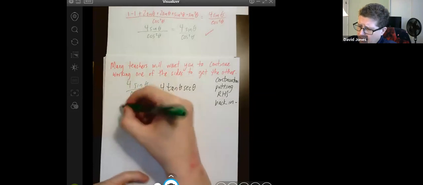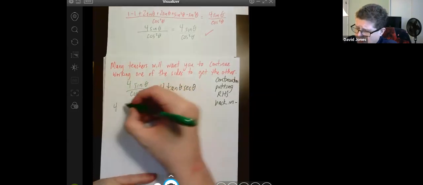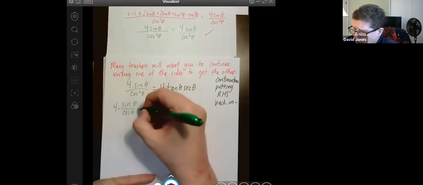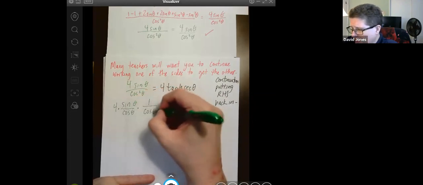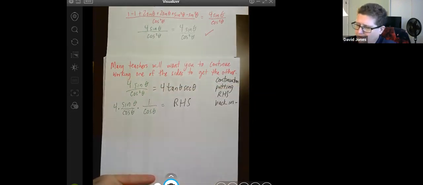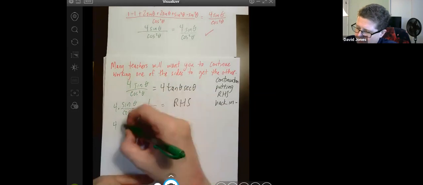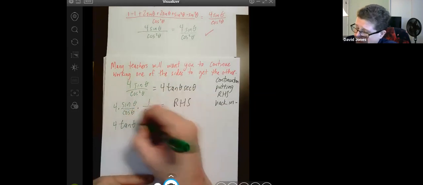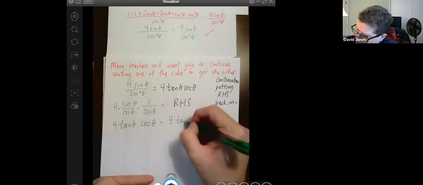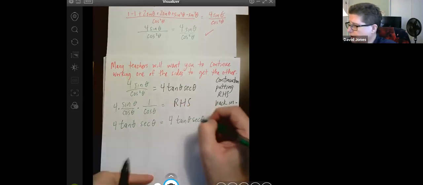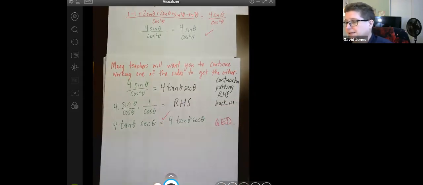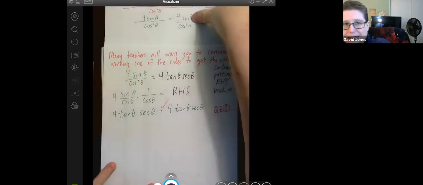At this point, you break it up into 4 times sine theta over cosine theta times 1 over cosine theta equals right-hand side. And then finally, you use the quotient identity, reciprocal identities. Bam, QED, done. That's the way I had to do it when I learned it.